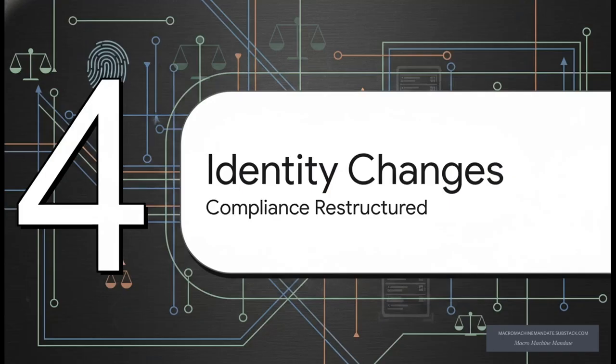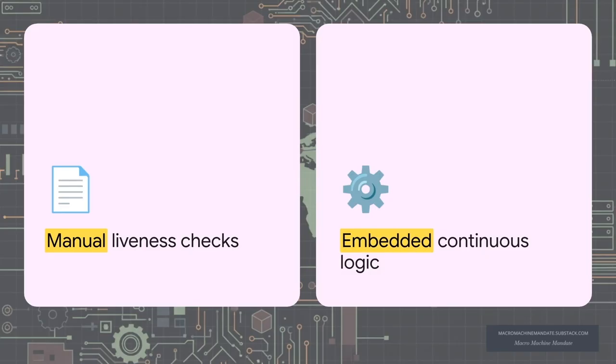Section 4, Identity and Compliance Restructured. If the plumbing changes, the rules governing who or what is using it absolutely must change too. Think about our current anti-money laundering regimes. They are intensely manual. They rely on liveness checks, literally asking someone to blink into a smartphone camera. You can't exactly ask a piece of code to do that, right?